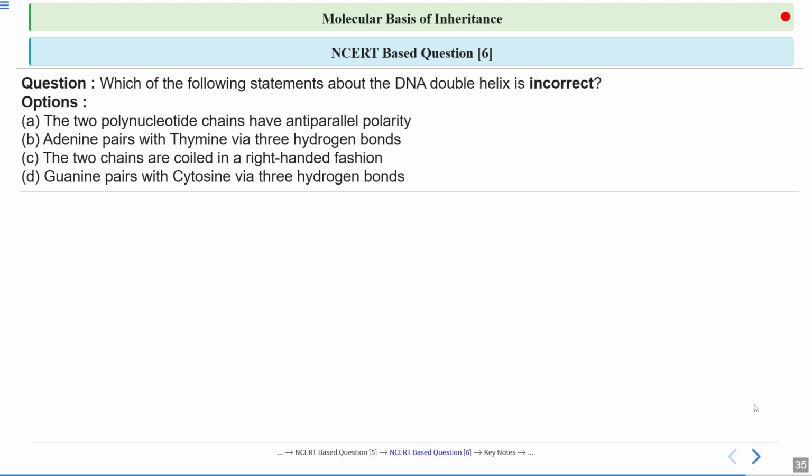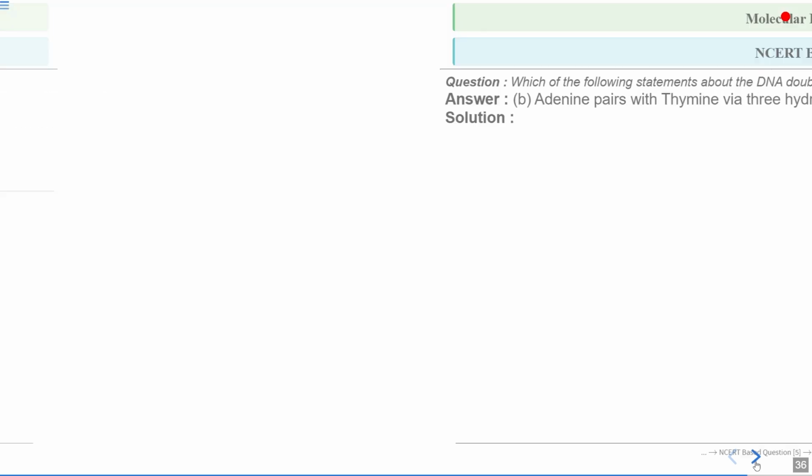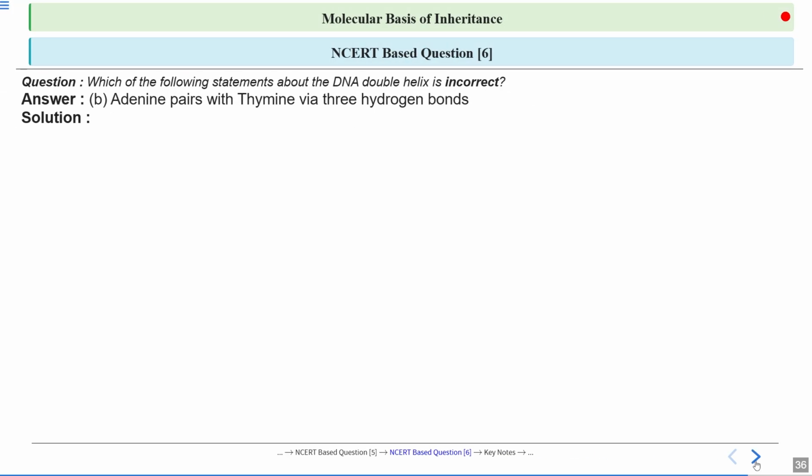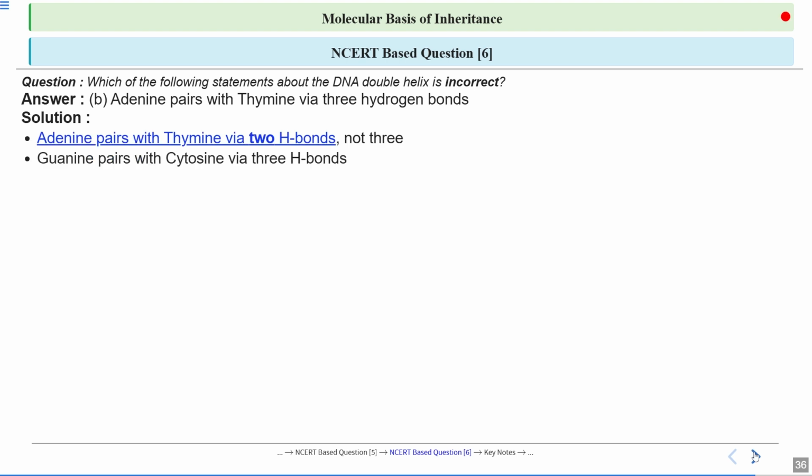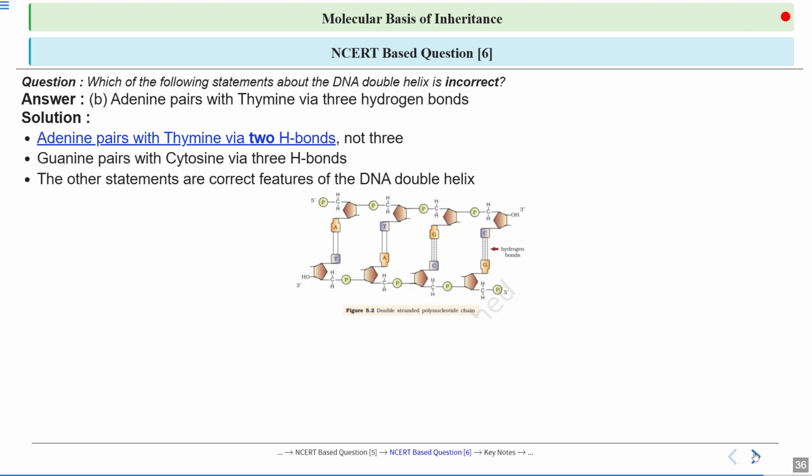So the incorrect statement, the correct answer, is B, that adenine pairs with thymine via 3 hydrogen bonds. Adenine pairs with thymine via 2 hydrogen bonds, not 3. Guanine pairs with cytosine via 3 hydrogen bonds. The other statements are correct features of the DNA double helix, and this is the double-stranded polynucleotide chain which we have seen and discussed in the previous slides.